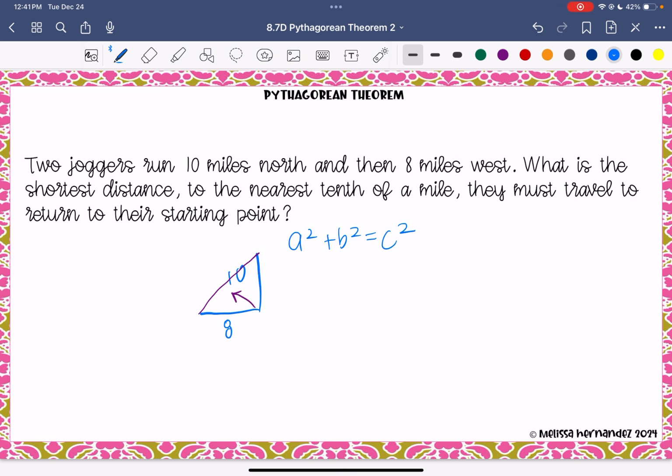Okay, what is the shortest distance? So the hypotenuse, even though it's the longest side of a right triangle, it is the shortest distance. Anytime you see problems like that, shortest distance, diagonal of a TV, those kind of things. So we'll go ahead and start substituting 8 squared. And this becomes 10 squared. This is 64.